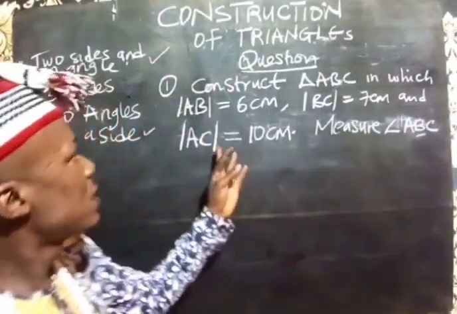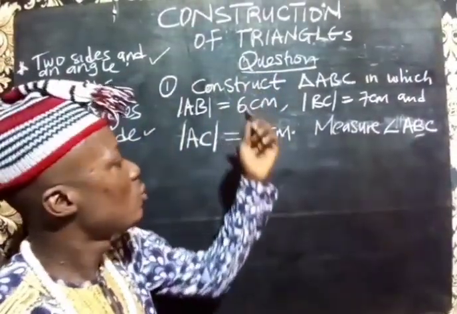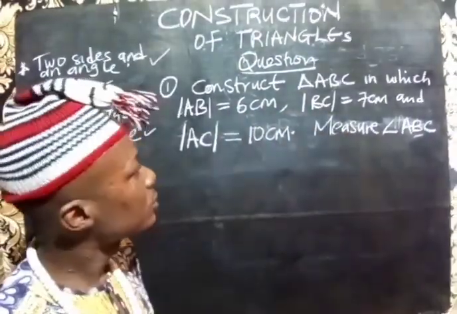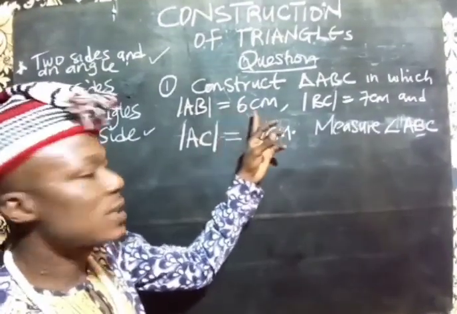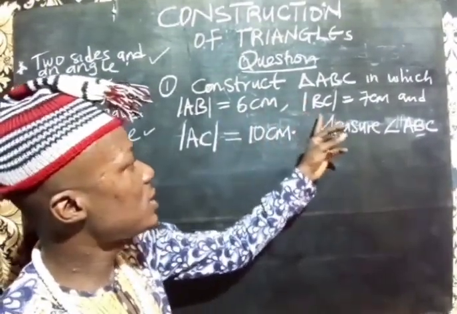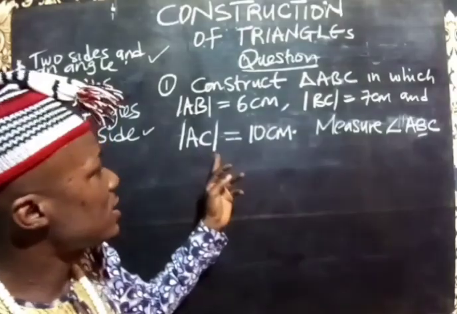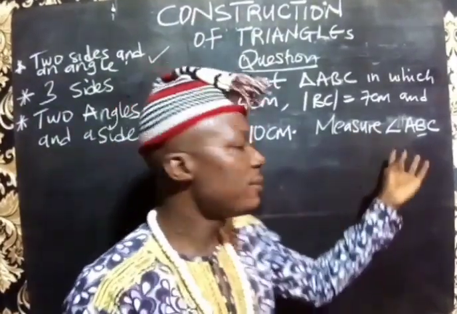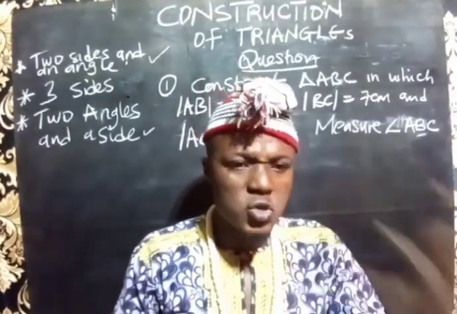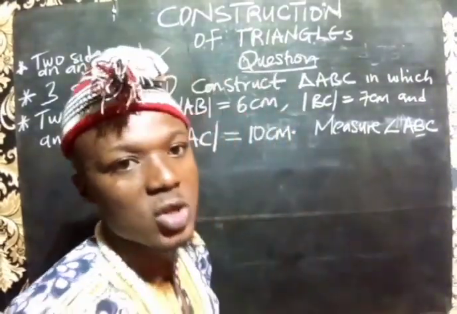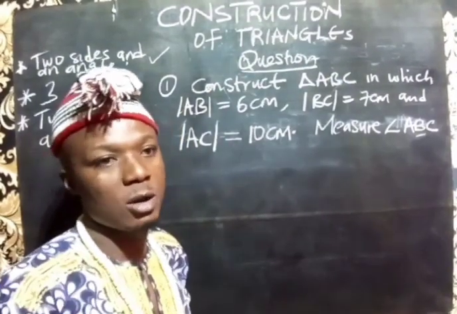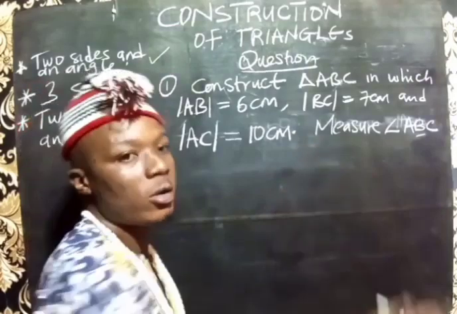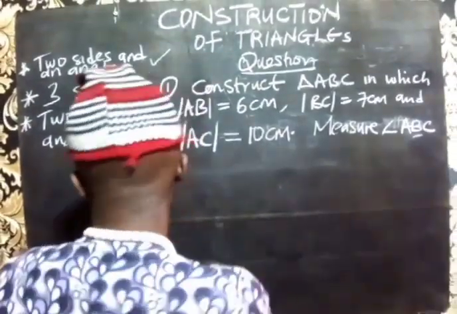We'll do that by taking a look at this question here, which is telling us that we should construct a triangle ABC in which line AB is 6 cm, line BC is 7 cm, and line AC is 10 cm. They said also we should measure the angle ABC. Now, to overcome this challenge, you first of all have to make a rough work, because the rough work will be a guide to the construction of the actual work. So let's say that this is our rough.